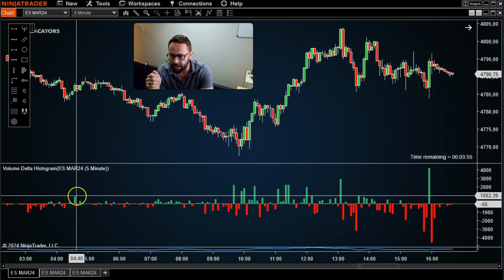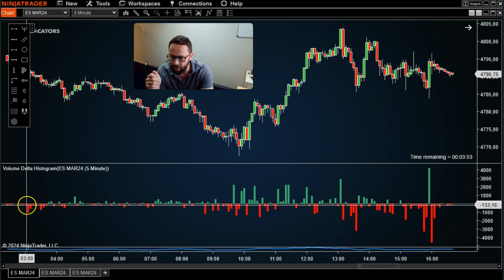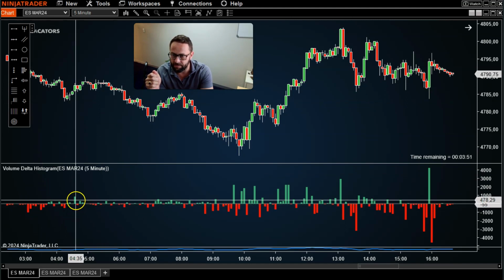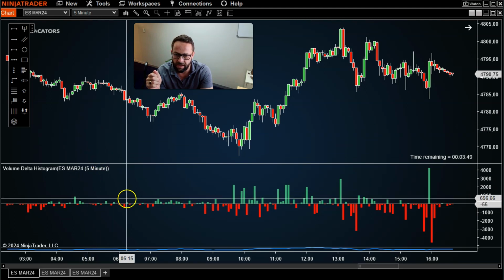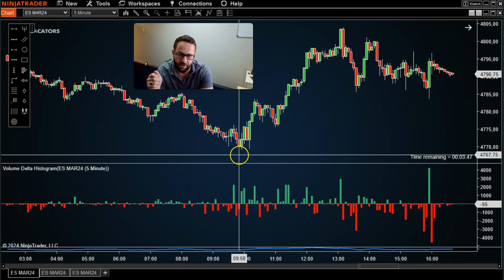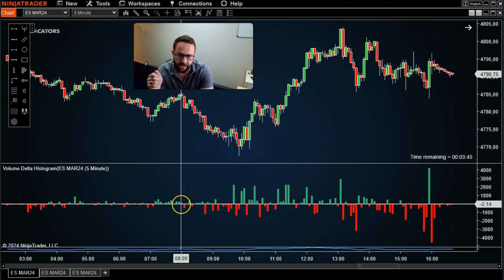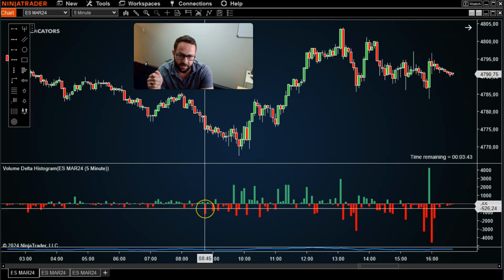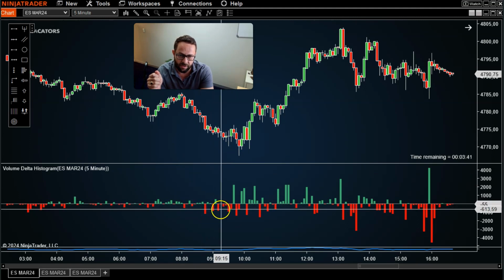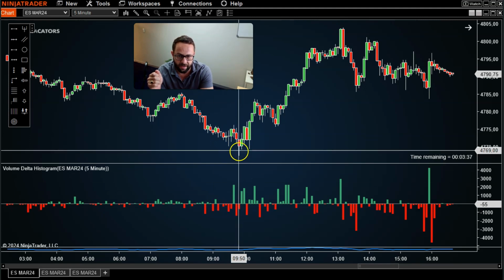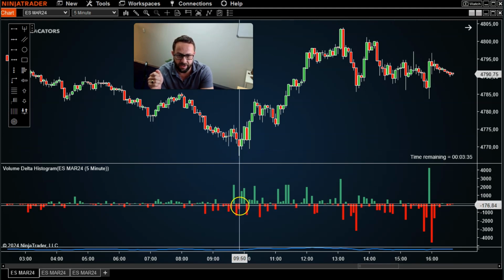For example, if we look at this move lower, lower, lower into the low, we've seen that, obviously, with price moving lower there was quite a bit of selling volume. There were some buyers stepping in trying to push the market higher. But towards this low over here, there was an increase in sellers stepping into the market, right?